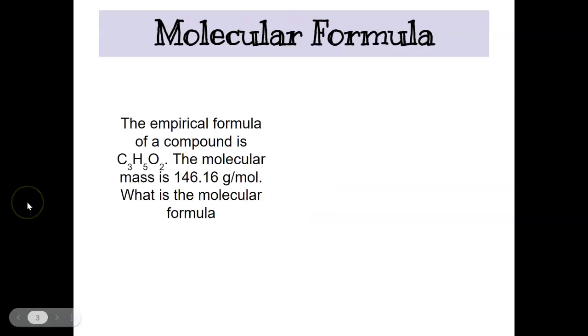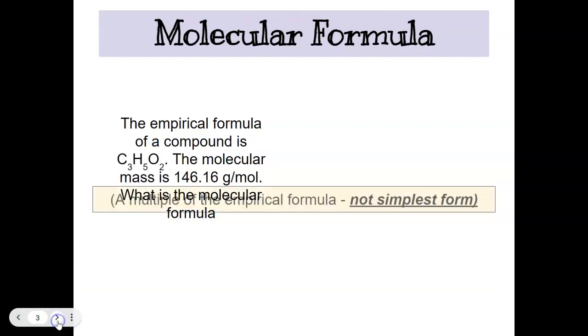Okay, so let's take a look at the steps for how to calculate molecular formula. Here's a problem we'll be working through. The empirical formula of a compound is C3H5O2. The molecular mass is 146.16 grams per mole. What is the molecular formula? So we have the molar mass here and we have the formula of our compound. This is the empirical formula, which means this is the simplest form. We basically want to find the molecular formula, which is not the simplest form. So let's see the steps of how to do that.